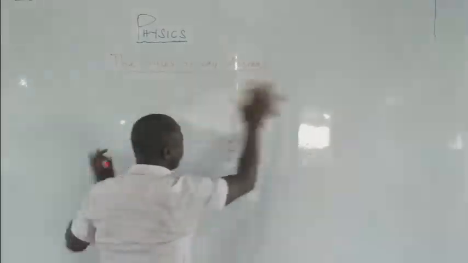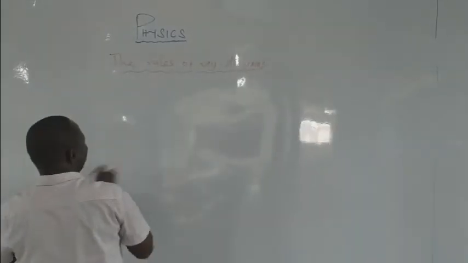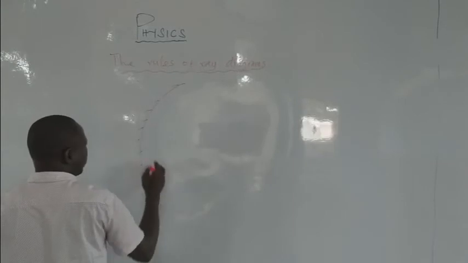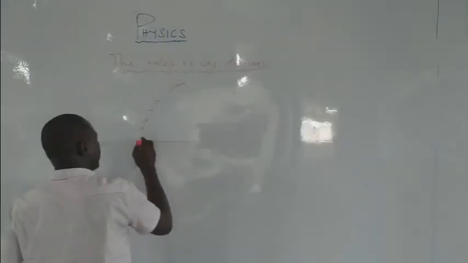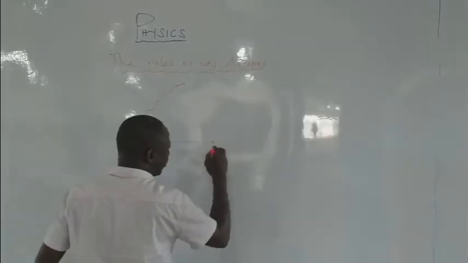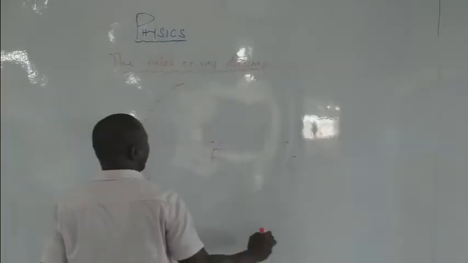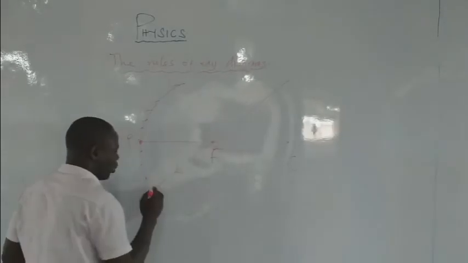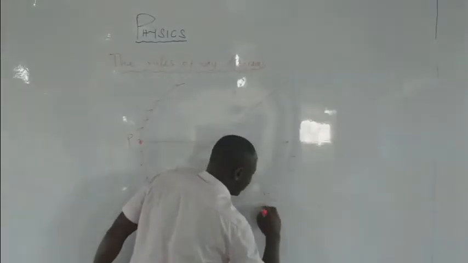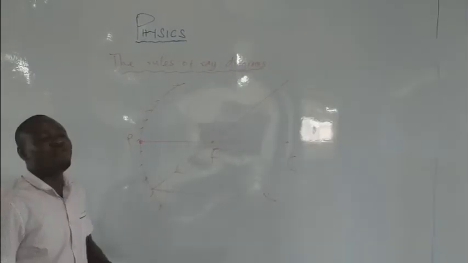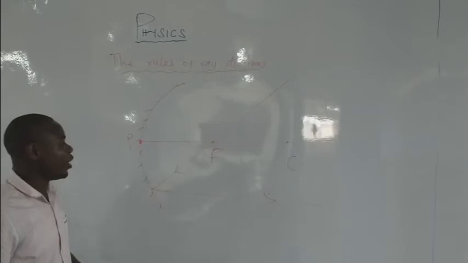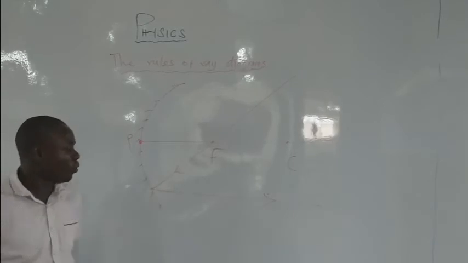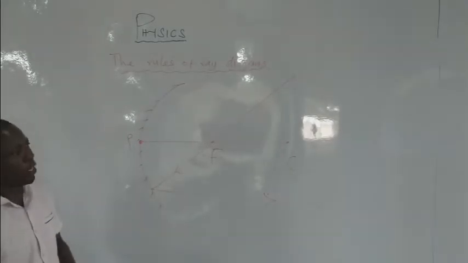The second one. A ray of light that passes through the principal focus must be parallel to the principal axis after reflection. This point is called the pole, this is the focus, and this is the center of curvature. It is the converse of the first one. When a ray of light passes through F to the mirror, it must travel in a direction parallel to the principal axis.